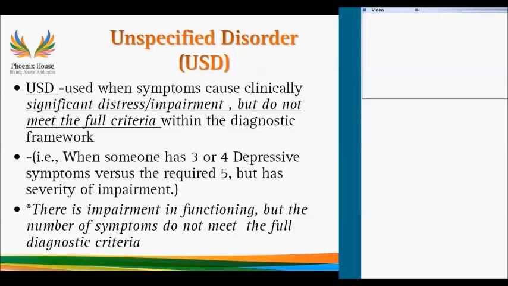For the unspecified disorder, unspecified is being used now when symptoms are causing clinically significant impairment, but do not necessarily meet the full criteria. So for this example, think of it as someone who may have 3 or 4 depressive symptoms versus the required 5, but has a severity impairment. So when we use this specific disorder, there is impairment in functioning, but the number of symptoms do not meet the full diagnostic criteria.